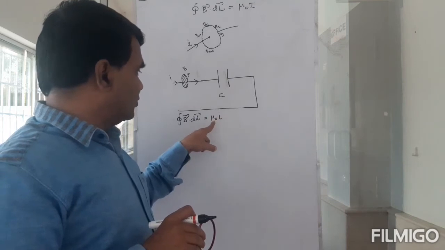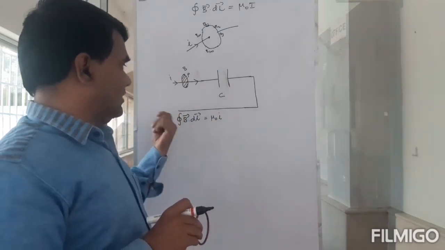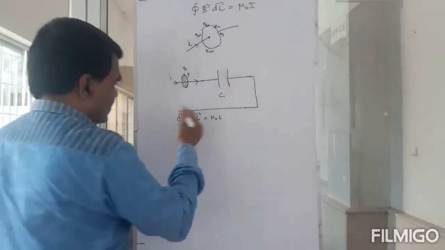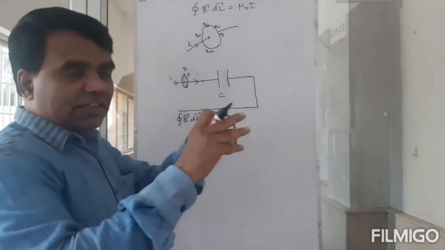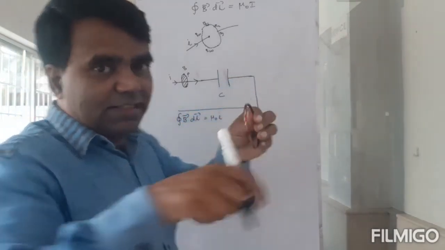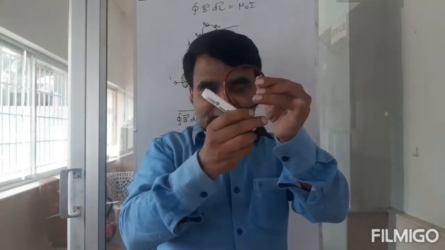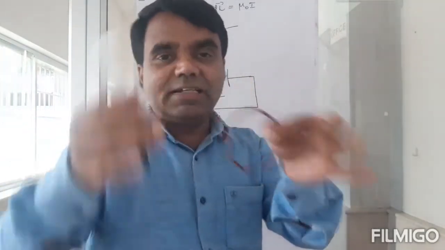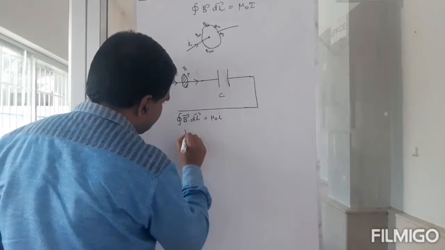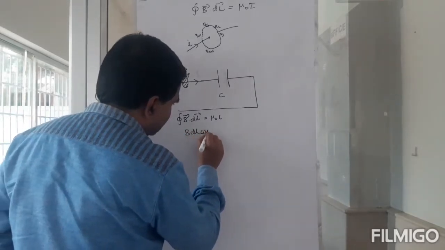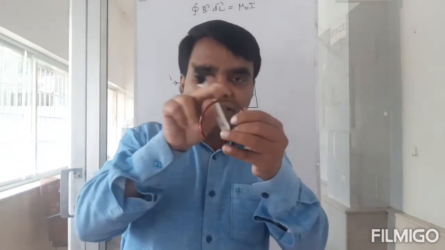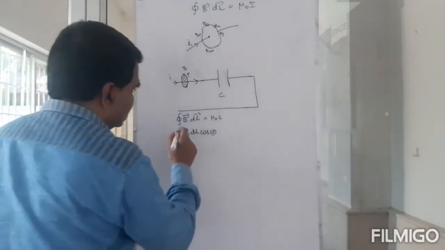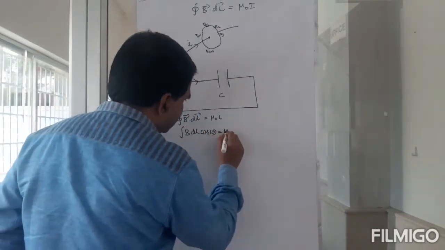If I know I, if I know mu naught, and if I just take B as a constant out, then if it is the circle, B is in the same direction as the dl. So B dot dl will become B dl, simply B dl cos theta, which is cos 0. The 0 is the angle between the dl vector and the B vector. So this will become that, and this must be equal to mu naught into I.